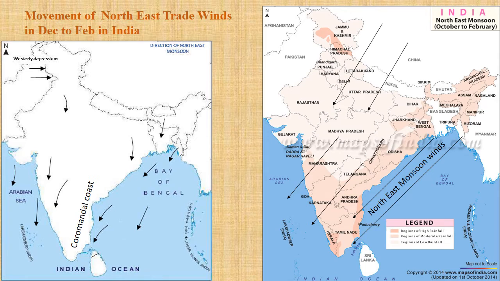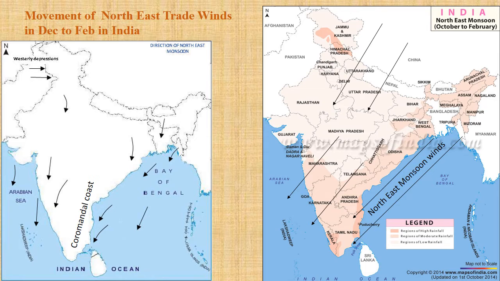Now this slide talks about what happens once the monsoon retreats, in the cold season. Let's see through the map. First, let's look at the right hand side map on the screen. When the monsoon retreats and the cold season begins in November, December, the northeast trade winds come inside the country. They enter India from the northeast direction.